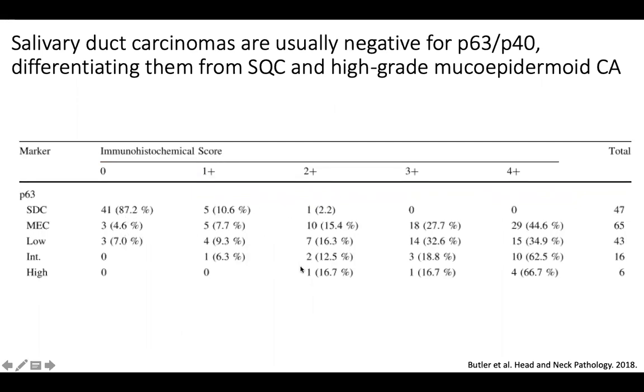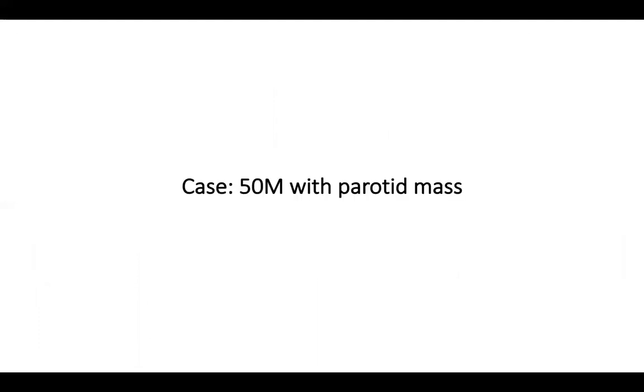And if you compare that to mucoepidermoid carcinoma, the vast majority of mucoeps will be positive for P63 or P40, particularly the high-grade lesions, because those are the ones that have more epidermoid type cells. And those are the cells that are positive for P63 and P40. So if you just get an androgen receptor and a P40 or P63, you can separate salivary duct carcinoma from either high-grade mucoep and squamous cell carcinoma.